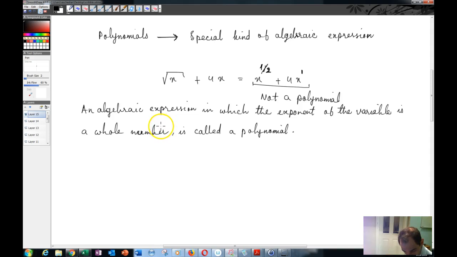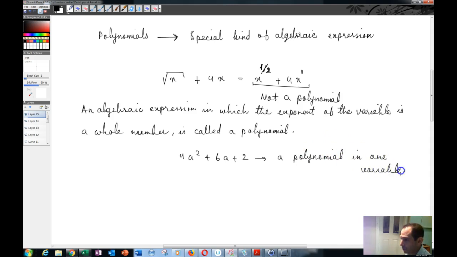So then by this definition, 4a squared plus 6a plus 2 would be called a polynomial, but basically a polynomial in one variable, meaning that you have only a over here.